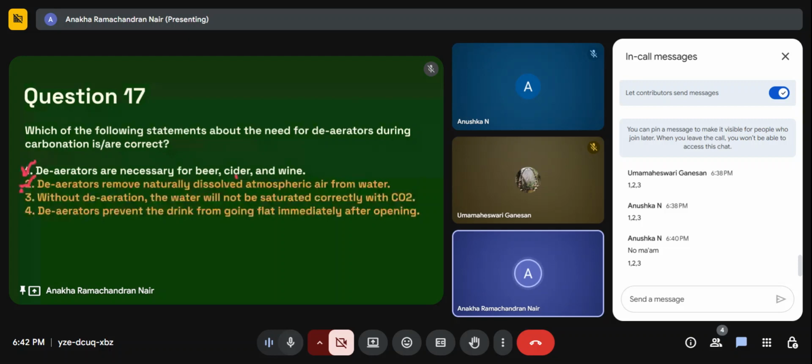And without de-aeration, the water will not be saturated correctly with CO2, because there's a limit to how much air can be present inside a liquid. So unless you remove the air that is already present, you cannot add another kind of air. And de-aerators prevent the drink from going flat immediately after opening is also correct, right? So any doubts in this question?